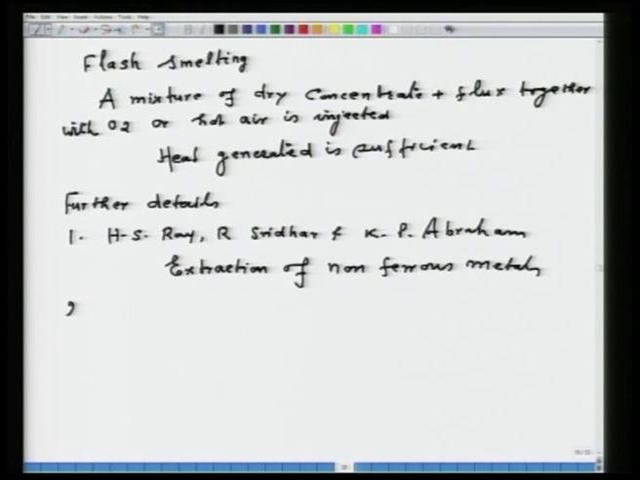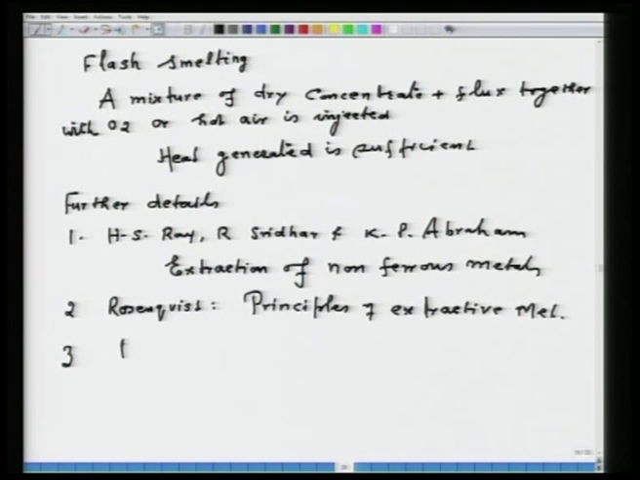You can also see a book by Rosenquist, Principles of Extractive Metallurgy. Plus, you can also see Butts, Metallurgical Problems. So, this is the so called brief introduction, to prepare you for carrying out the material and heat balance in the melt smelting.